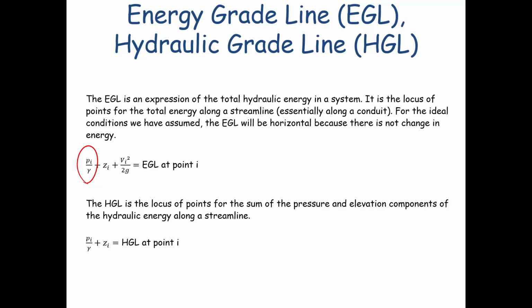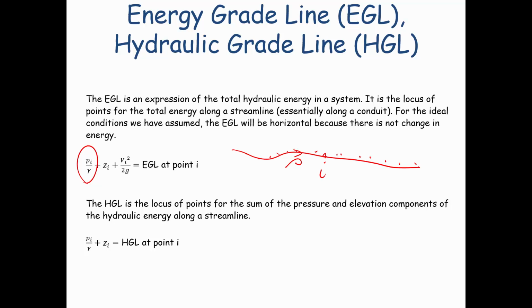The sum of those three numbers at any given point i along a streamline, so let's say that we are just looking along a streamline S. At any given point i along that streamline, if I have a measure of the values of P_i, Z_i, and V_i, I can calculate the sum of those values, and that will be the energy grade line at point i. And if I were to do that at a bunch of points along this, I would be able to define a line. I would have one value at each one of those points. The locus of those points would be the energy grade line.